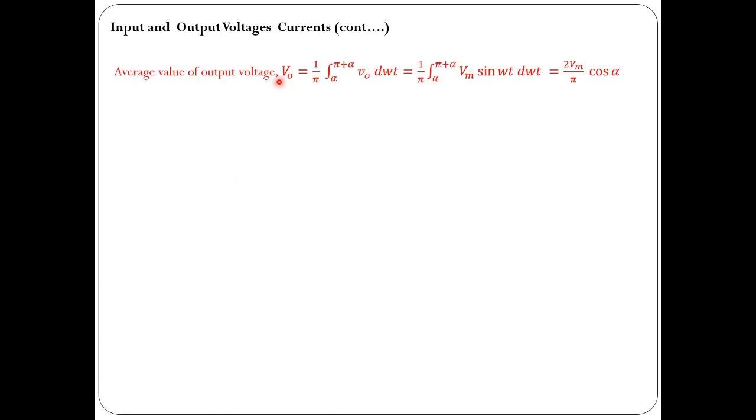So the average value of output voltage, this is the formula. V0 is equal to the area under V0 over one cycle, that is from alpha to pi plus alpha, divided by pi, which gives us the average value. If you do that, V0 during this period is equal to Vm sin omega t, and simplifying this further, you will get 2 Vm by pi into cos alpha.